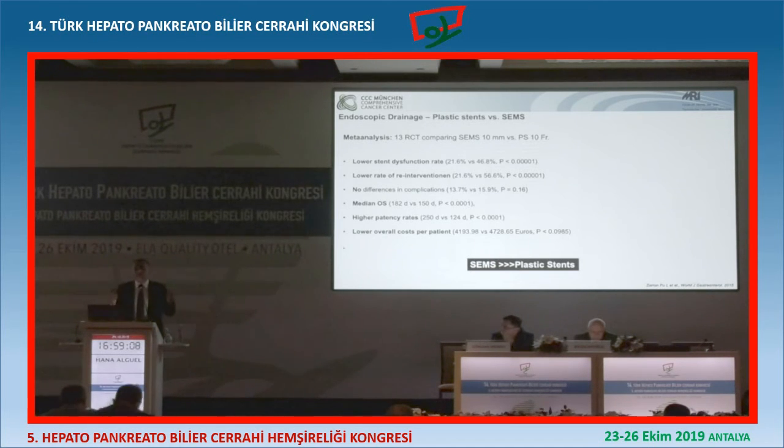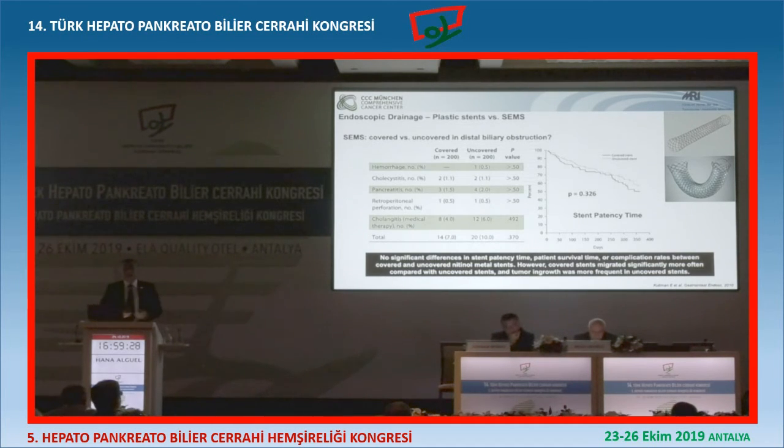You have to consider that a plastic stent has to be rechanged every 3 months, which is not true for metal stents, which you have to change after 7 to 9 months. So it seems it's cost effective to place a metal stent in a patient with biliary obstruction in a palliative setting.